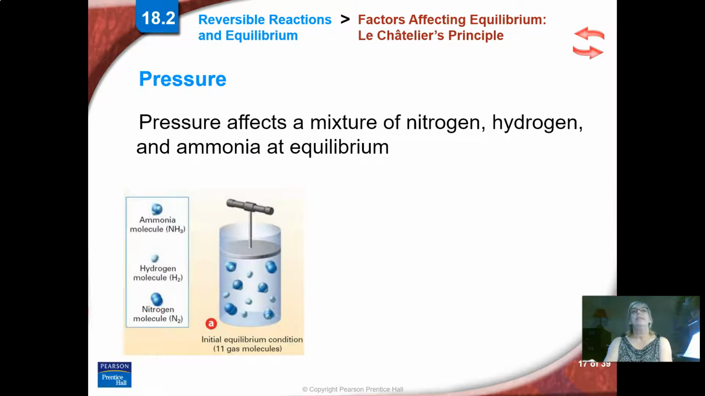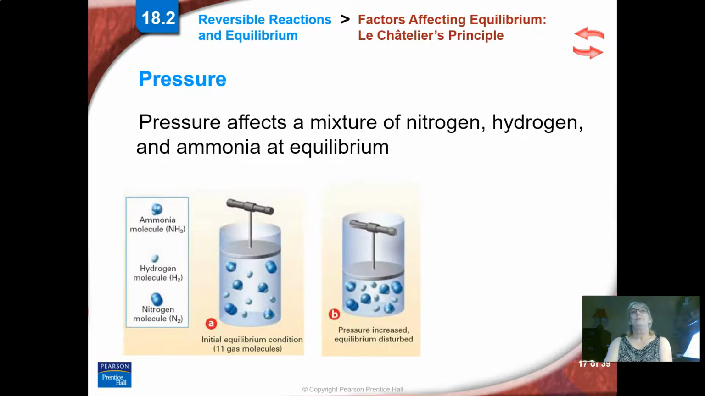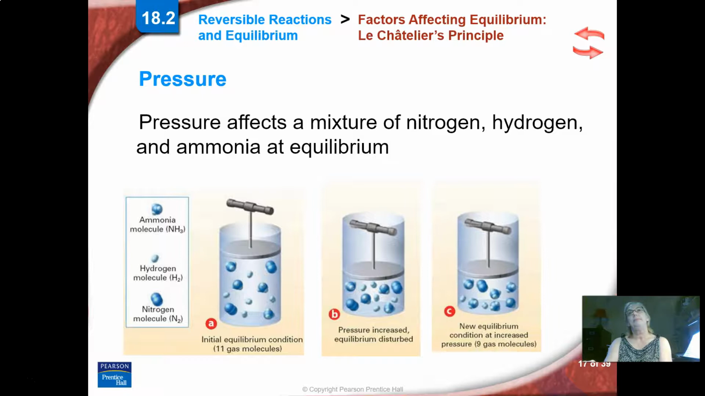We can stress the system with pressure. Pressure is going to affect any gases that are in your system. So we can change the pressure, and it's going to affect whether you're going to go towards the reactant side or the product side. Okay.